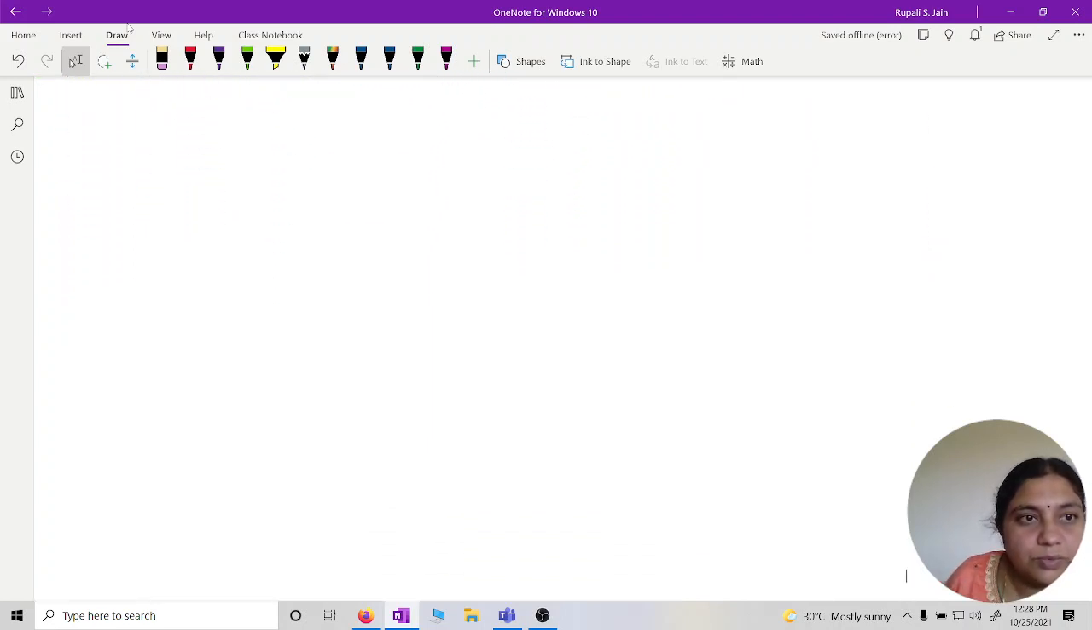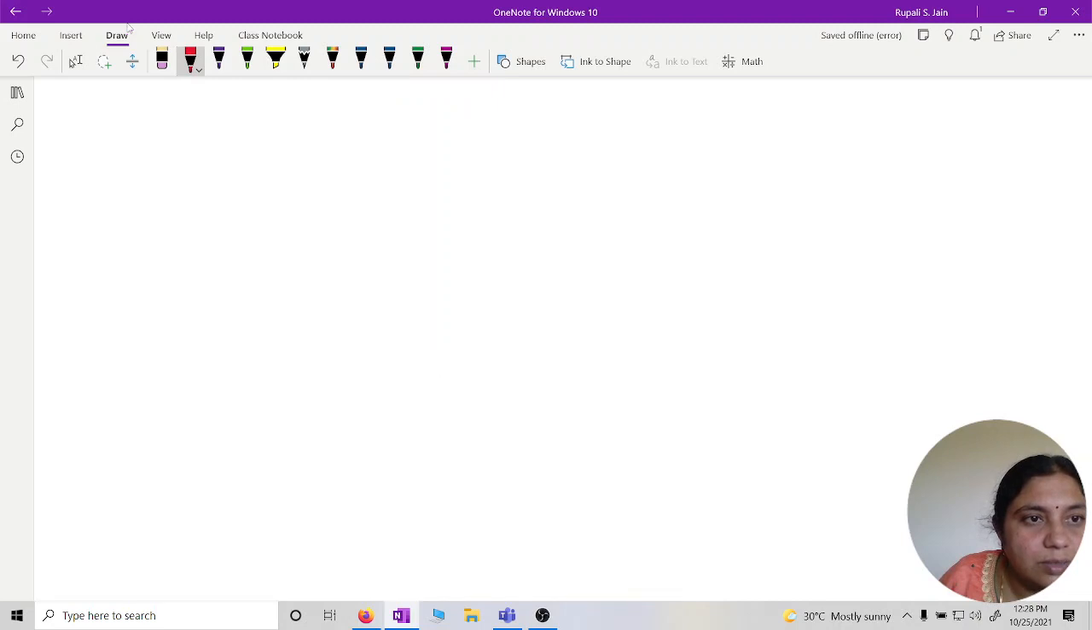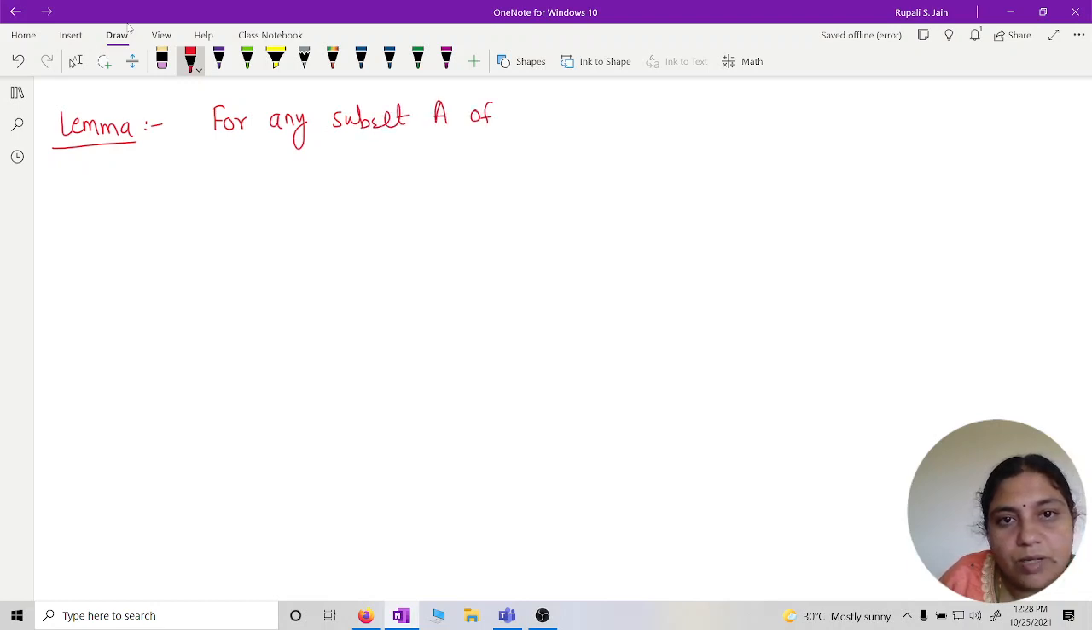Now we will prove the next lemma, which we will require for the next theorem. So first we will prove the lemma and then we will prove the next theorem. So what is the lemma? For any subset A of R, the supremum of minus A is nothing but minus the infimum of A.